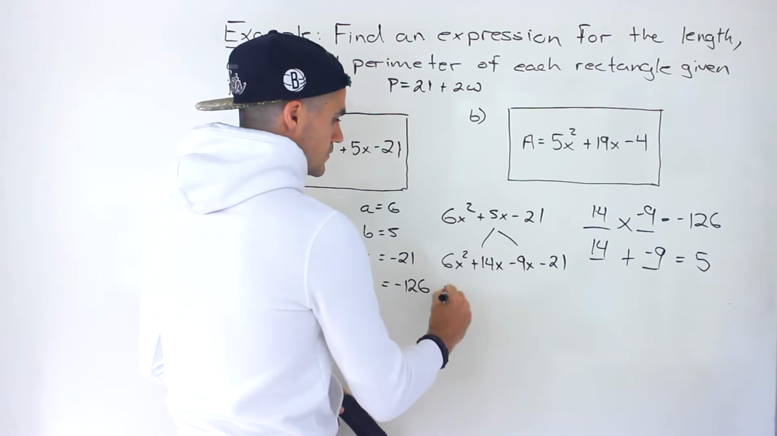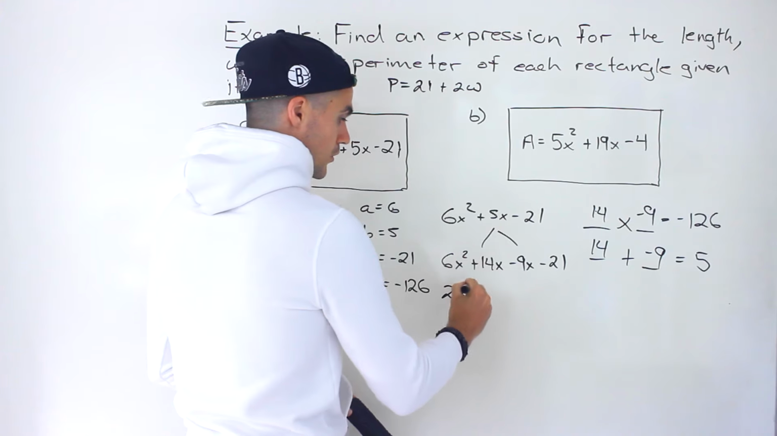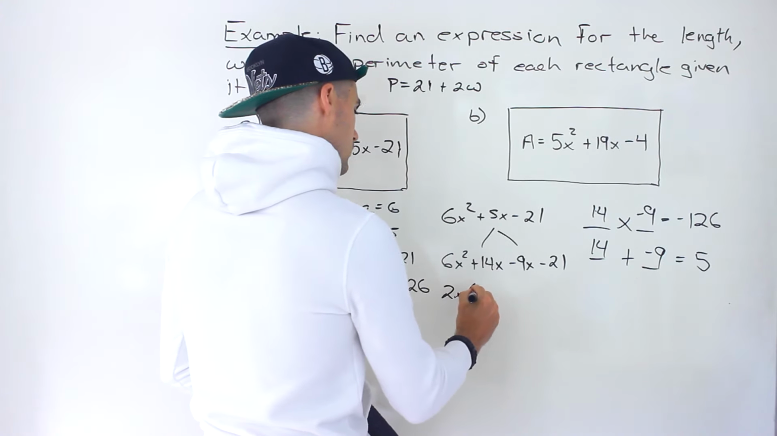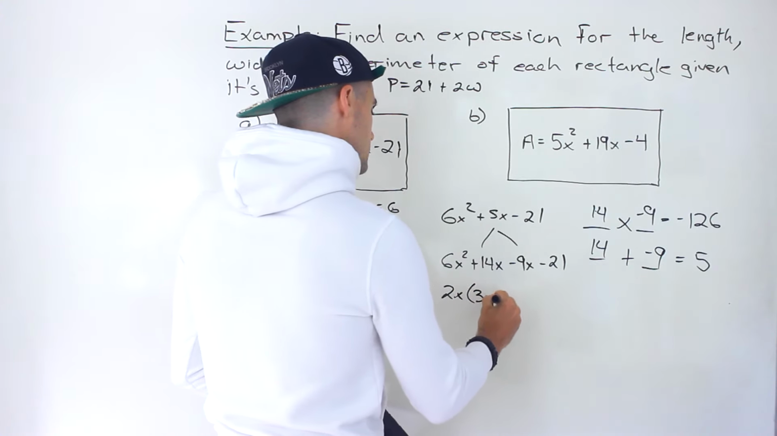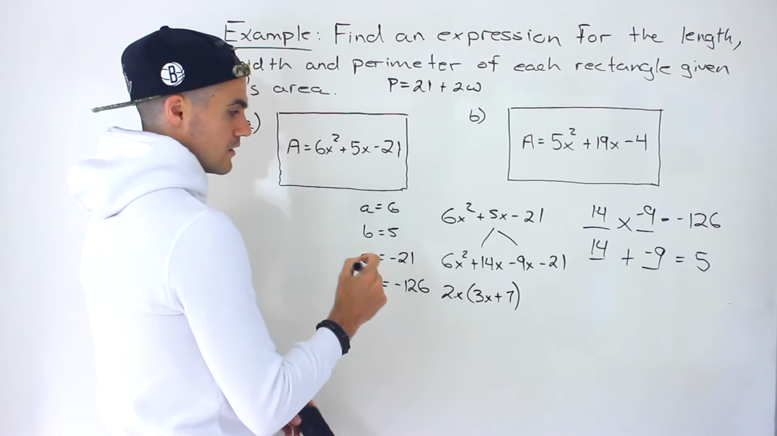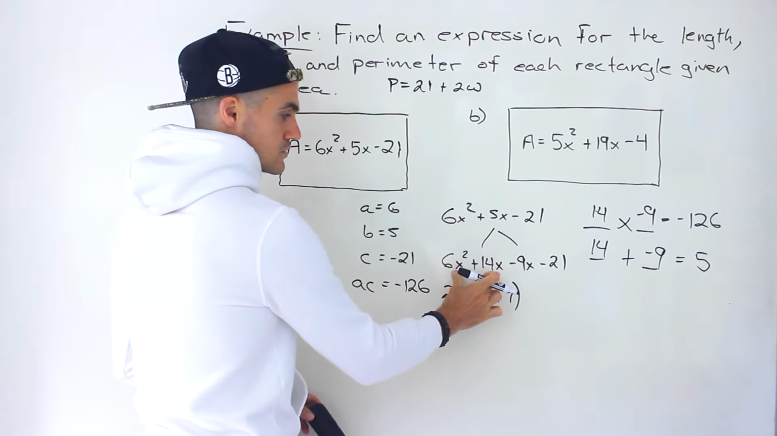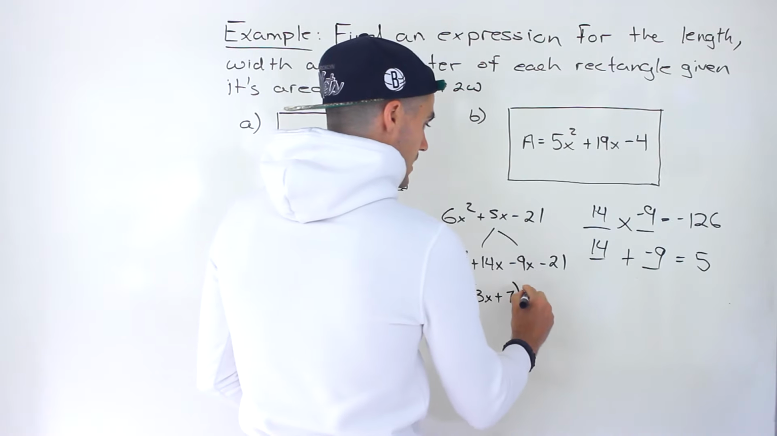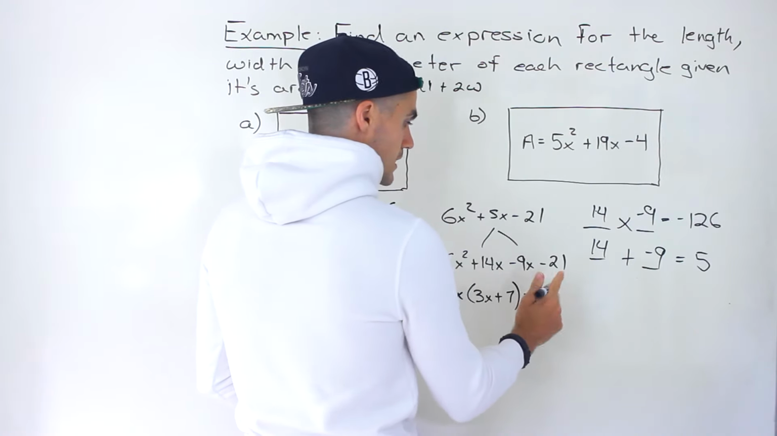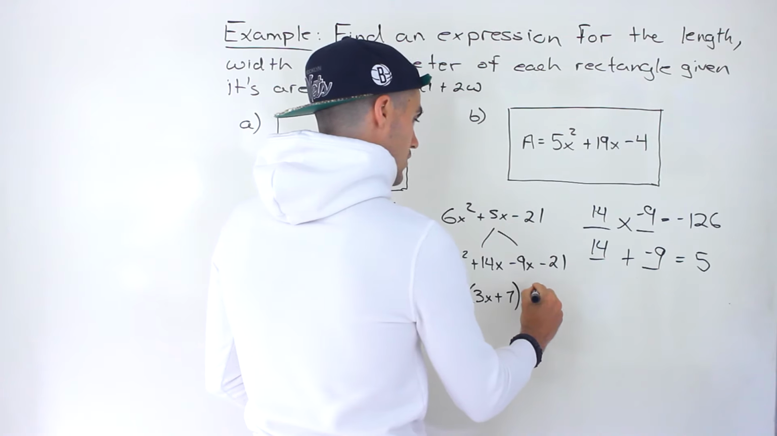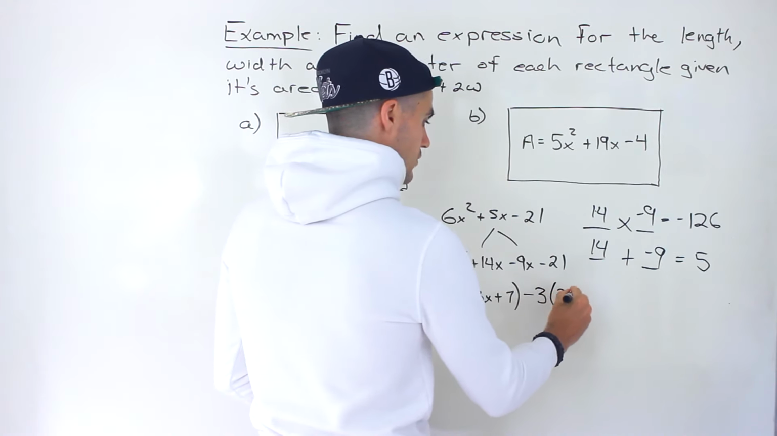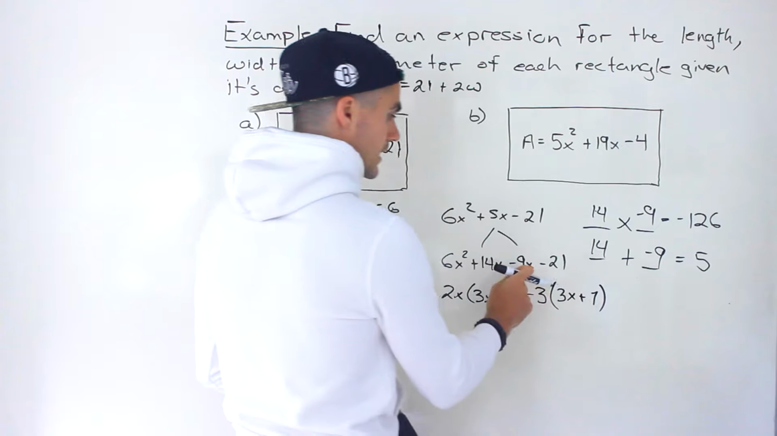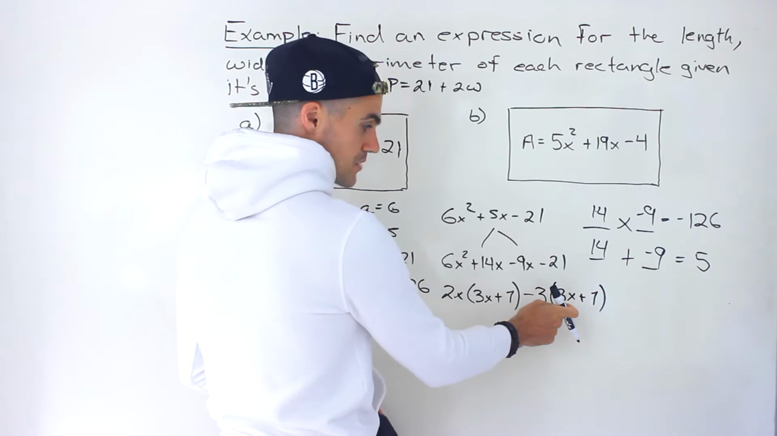So we could take out a 2x from both of these. So we'd be left with what? 3x plus 7. Right? If we divide 2x out of both of these, we end up with 3x plus 7 here. And then from these two, we could take out a minus, because this is going to be minus here. We could take out a 3, and we'd be left with 3x plus 7 as well. Right? Negative 9x divided by negative 3 gives us positive 3x.